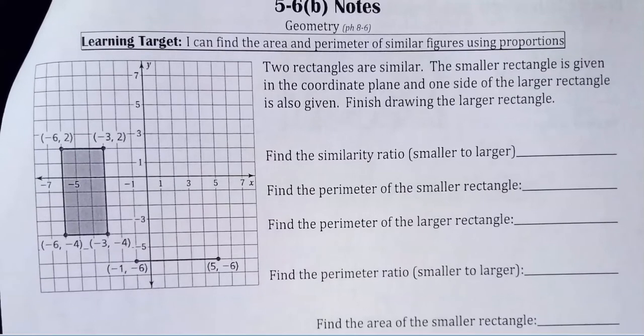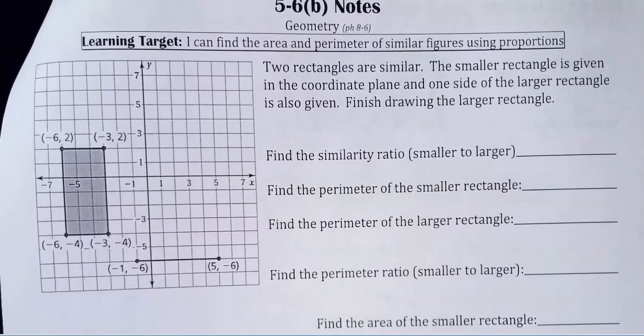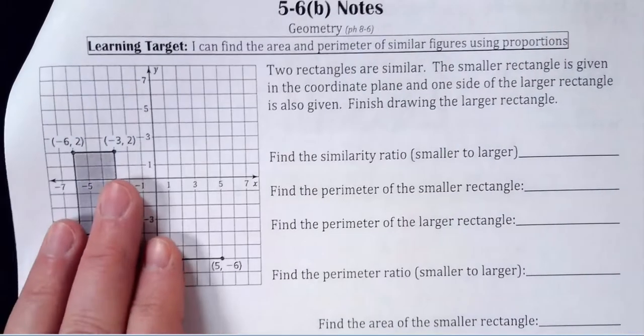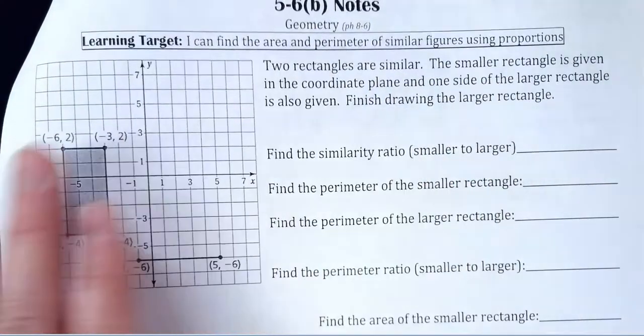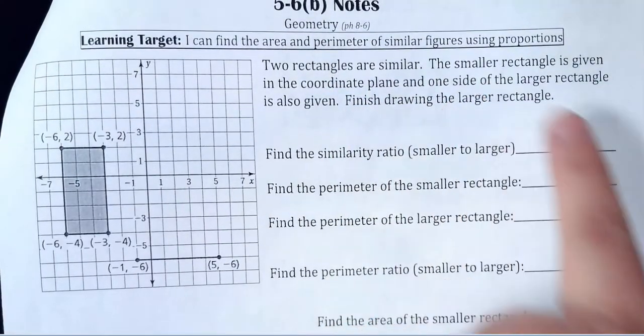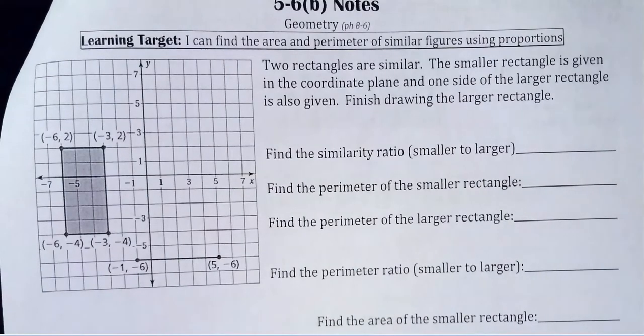This is, like I said, really going to just piggyback on what we did yesterday, so it's similar, but I'm actually going to have us graph in the coordinate plane a little bit. My first question, I've got a rectangle pictured here, and it says we're going to make two similar rectangles. The smaller rectangle is given, and one of the sides of the larger rectangle is given, but we want to finish drawing it.